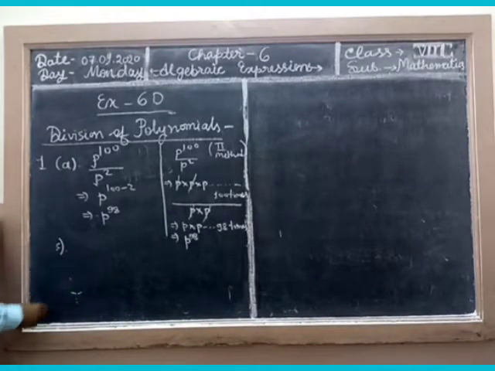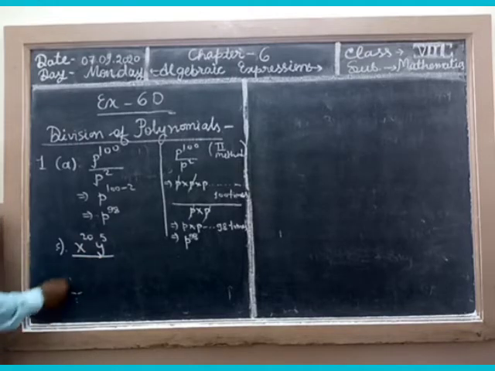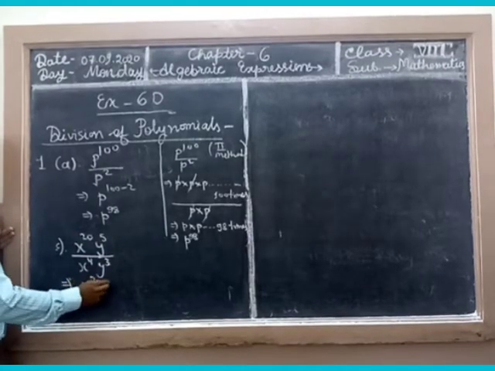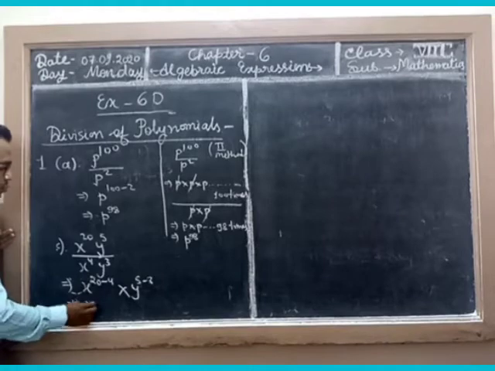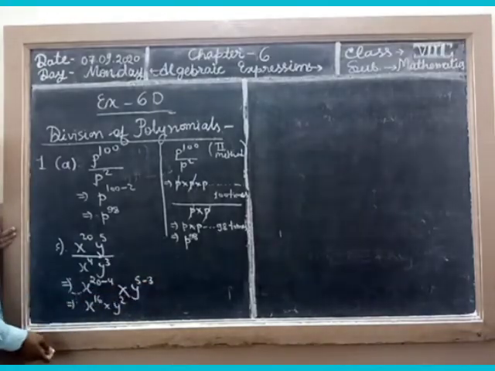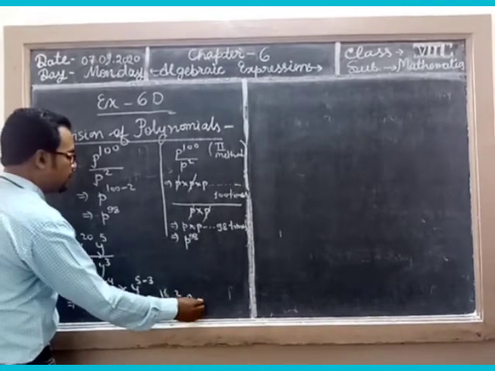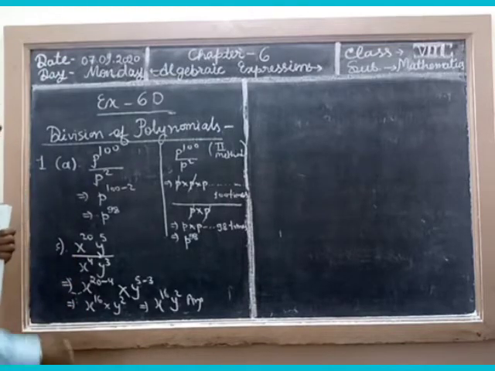Now C part, x to the power 20, y to the power 5 upon x to the power 4, y to the power 3. So student, we solve x^(20 minus 4) into y^(5 minus 3). It means x to the power 16 into y to the power 2. 5 minus 3 is 2, so we also write x to the power 16 and y square. So this is your final answer. On dividing monomial by monomial, we again get a monomial.